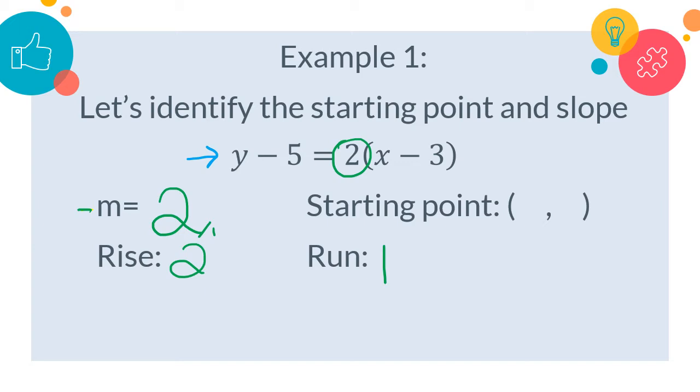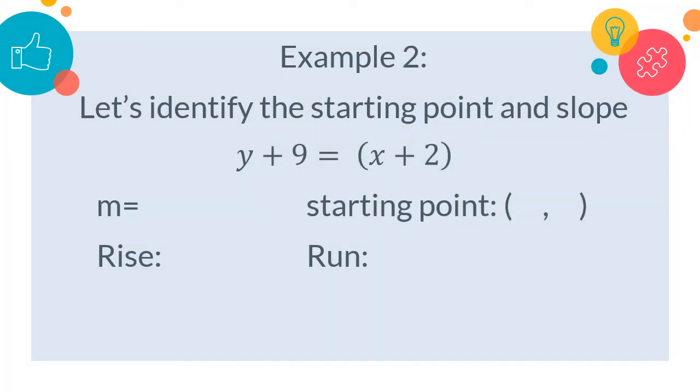My starting point, here's what's new. My x value is always with my x, but it's going to be the opposite sign. My y value is always with my y, but it's the opposite sign. So the 3 came from the x, the 5 came from the y, and we changed their signs.